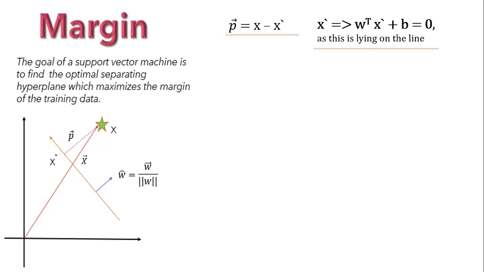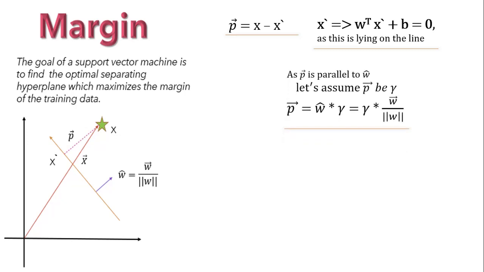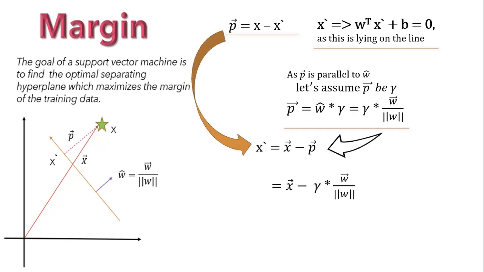Now what is P? P is a vector which is perpendicular to this line, which means that P is parallel to the unit vector W. Now let's assume that the magnitude of P is the margin gamma. That means P is nothing but the unit vector W times gamma, and that is equal to gamma times vector W over norm of W. Now if I substitute this value into P is equal to X minus X hat, then X hat will be X minus vector W times gamma over norm of W.